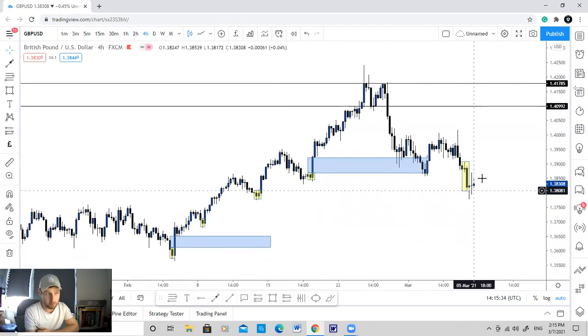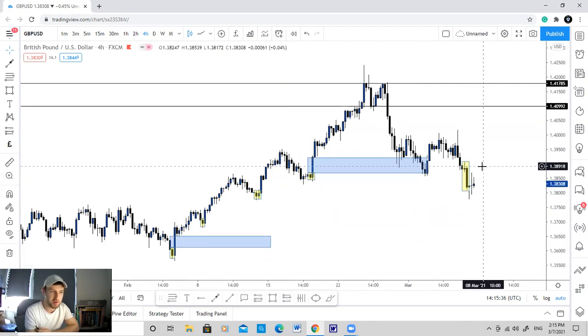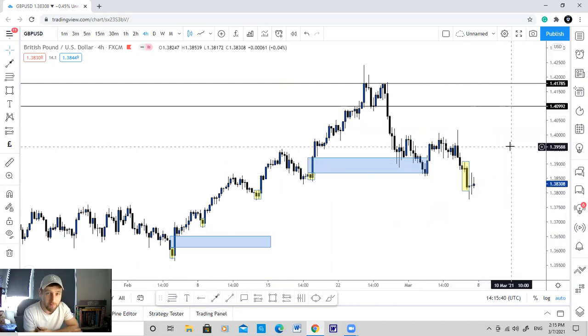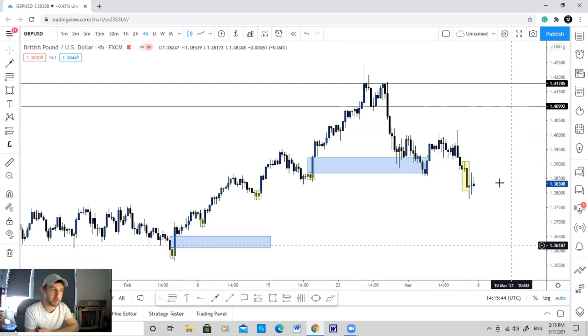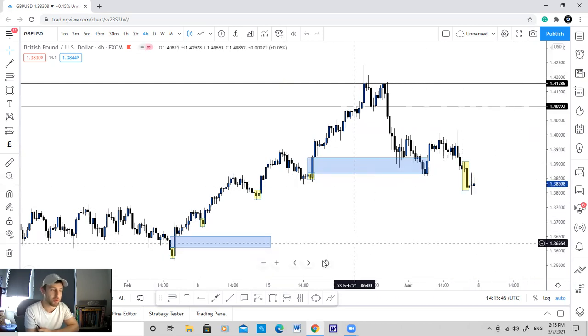I just want to let Monday go and see how it works out. I want to see price struggling again around the 139, could go to 139,500, and then we could get another sell towards that 136. So again, stay tuned on that one. That's the pound USD.